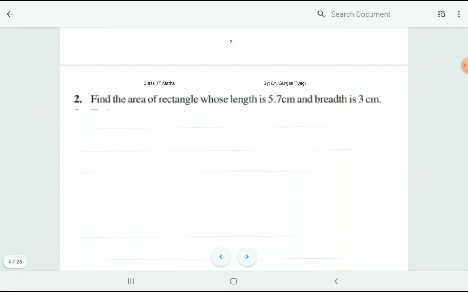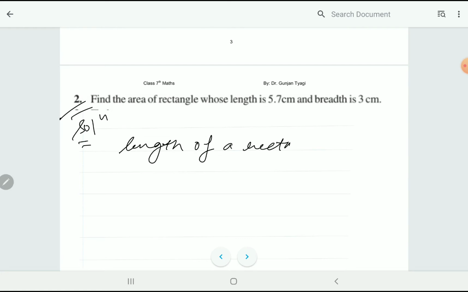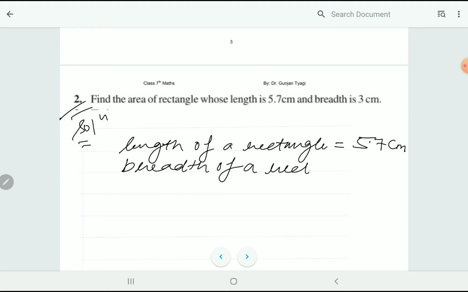Question number 2. Find the area of a rectangle whose length is 5.7 centimeter and breadth is 3 centimeter. So let's solve. Length of a rectangle is equal to 5.7 centimeter. Now breadth is also given, that is breadth of a rectangle is equal to 3 centimeter. We will have to calculate the area.